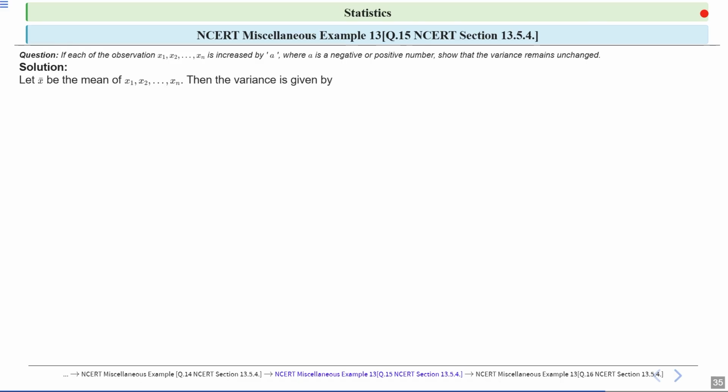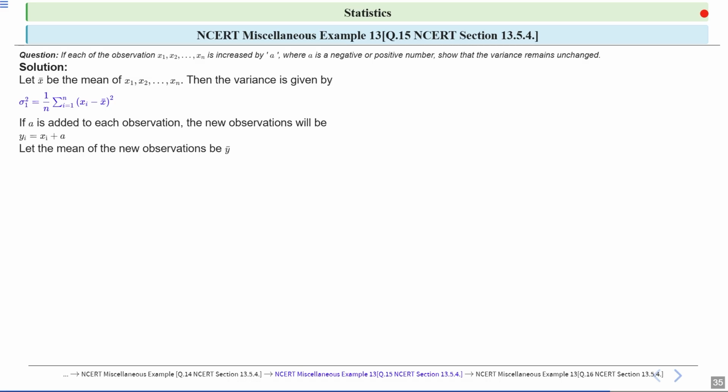So let x bar be the mean of x1, x2 up to xn. Then the variance is given by sigma 1 squared equal to 1 divided by n times summation from i equal to 1 to n of xi minus x bar whole squared. If a is added to each observation, then the new observations will look like yi equal to xi plus a for each i. Now we define the mean of these new observations. So we will call this new mean y bar. It's important to see how adding a to every value affects the mean.